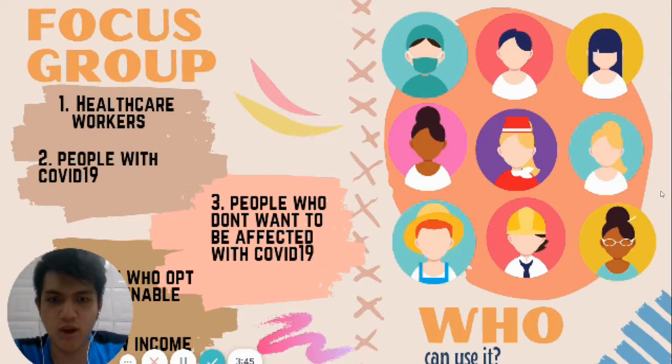Third is those people who don't want to be affected by the virus, such as the elders, people who have underlying sicknesses, high-risk people, and others. Fourth is those who opt for sustainable living. And lastly, those who have low income and don't have the luxury to treat themselves when they are sick.